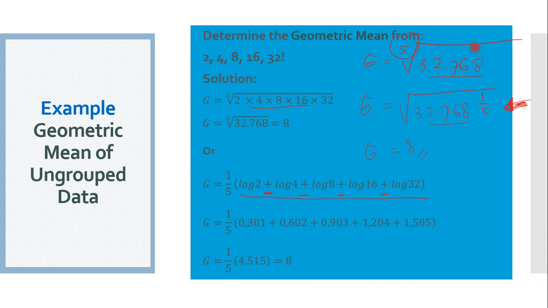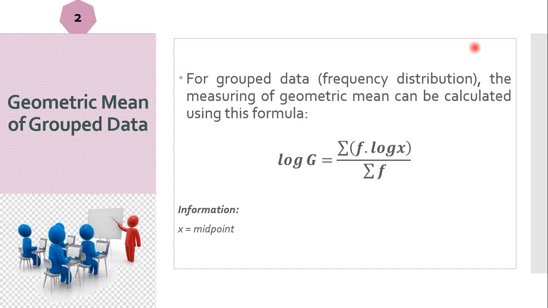I will continue to the second one, the geometric mean. This slide discusses the geometric mean of group data. For group data, which we often see in a frequency distribution, the geometric mean can be calculated using this formula: log G equals sigma f times log x divided by sigma f, where x is the midpoint of the class or interval.